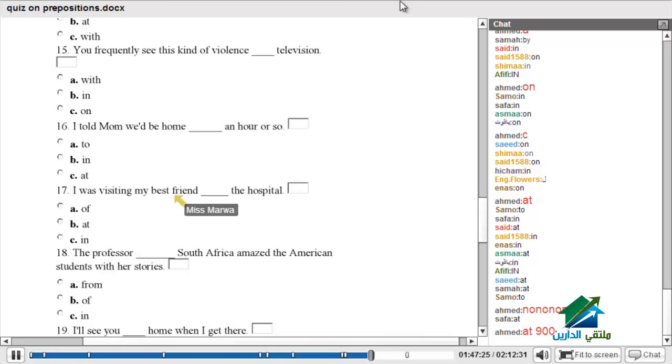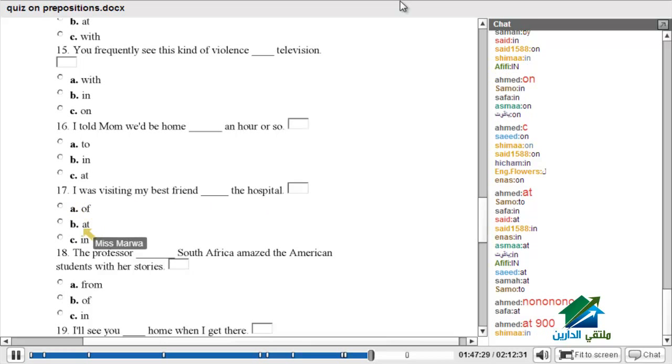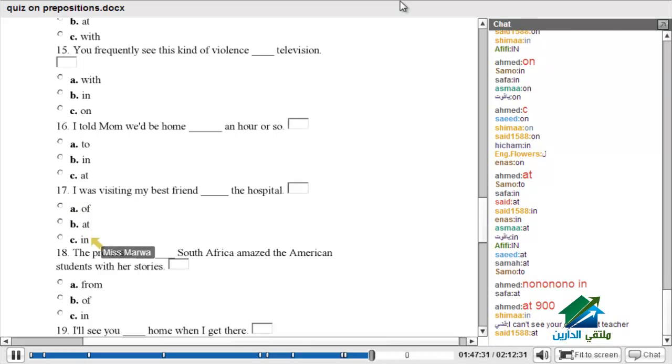I was visiting my best friend at the hospital. Of the hospital, at or in.